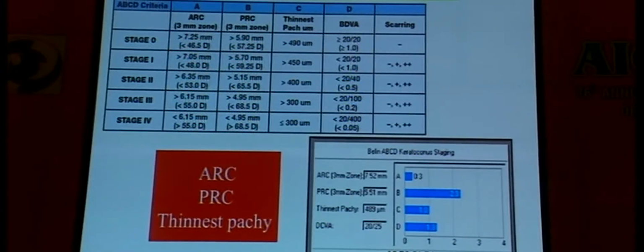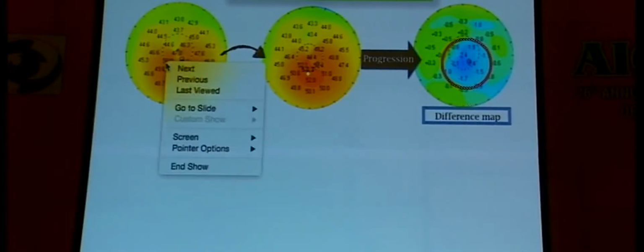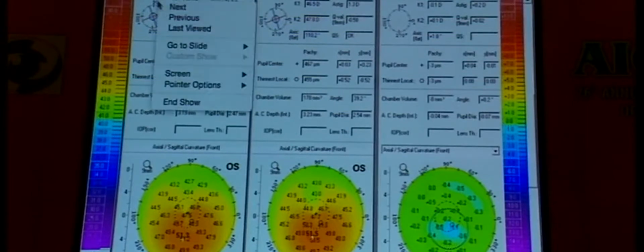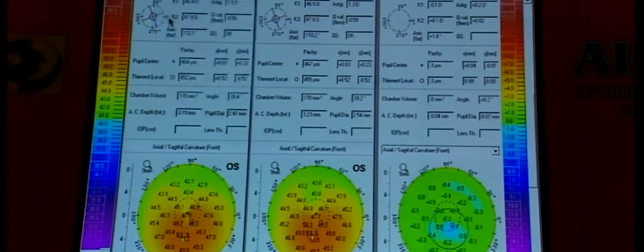They also found that the ABCD classification brought in by Dr. Belin is probably the index which is the most sensitive to pick up keratoconus progression, which looks at the anterior and posterior radius of curvature and the thinnest pachymetry. This is just a broad slide showing how the classification is actually made. There's a lot of talk regarding this ABCD classification.